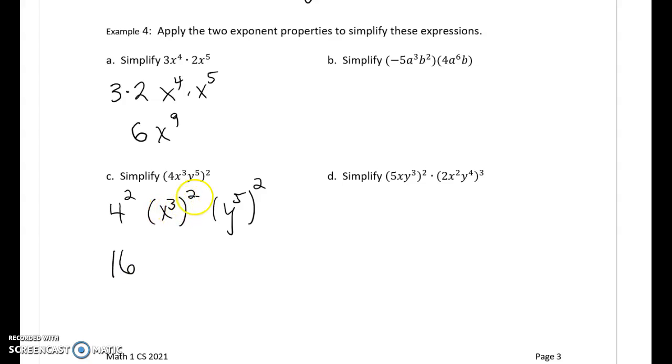Here we have that power to a power rule, right, exponent to exponent, so we're going to keep the base and we're going to multiply the exponents. Power to power, exponent to exponent, we're going to keep the base and we're going to multiply the exponents. All right, so let me give you a few minutes to see what you can do with part B and part D.